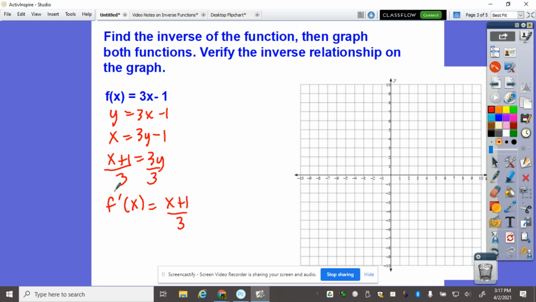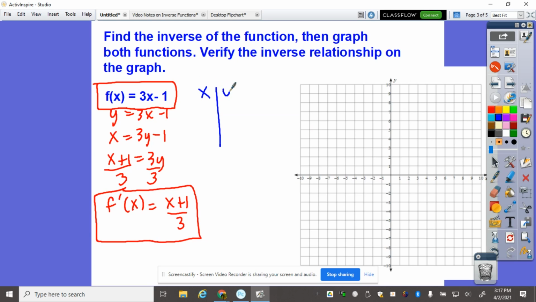So now, we're going to graph the two functions. So 3x minus 1, let's have a table here. Let's have 2 points. Let's say if x is negative 2 and positive 2. If it's negative 2, 3 times negative 2 minus 1, that will give you negative 6 minus 1, that will be negative 7. And if it's positive 2, 3 times 2 minus 1, that's 6 minus 1, which is going to be 5. Okay. Let's try the other one.